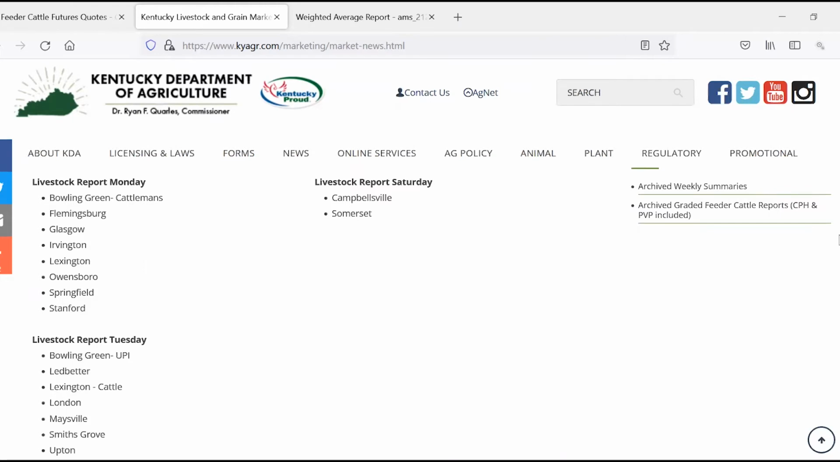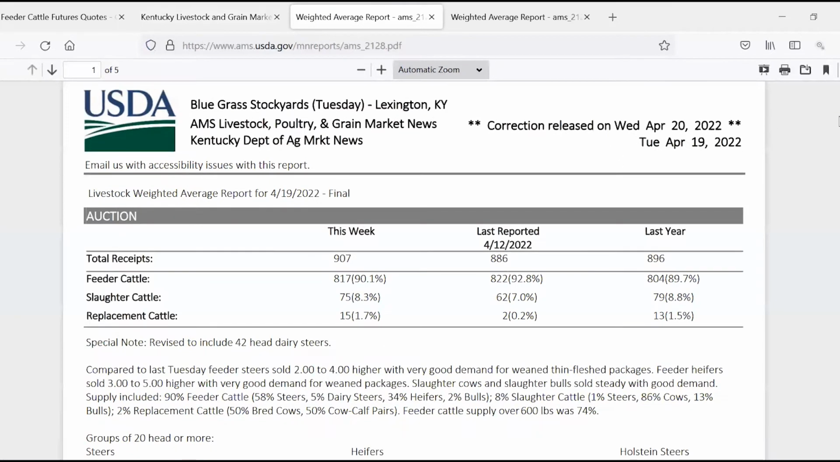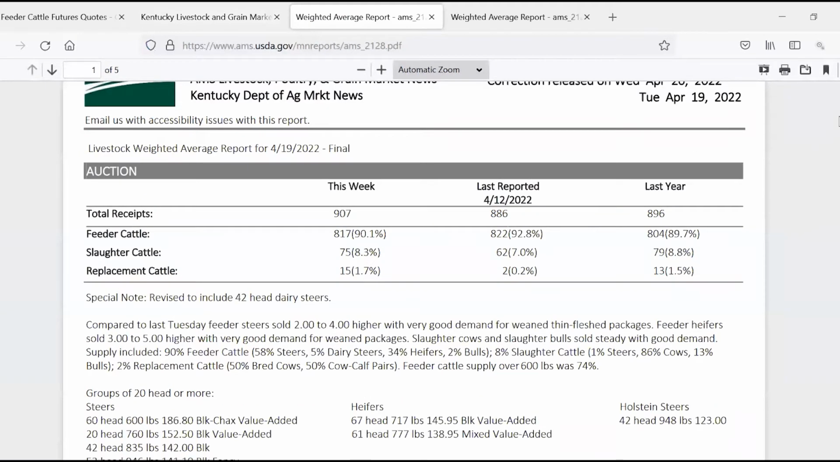Now, I happen to be recording this from our department in Lexington, so I'm going to click on the Bluegrass Stock Yards Lexington cattle sale from Tuesday. Again, this report came out, in this case, 2 days ago on Tuesday, and notice there was a correction to the report released on Wednesday where they added a few dairy cattle. Now, you can find one of these for the vast majority of auction markets in Kentucky, but they're all going to look about the same.